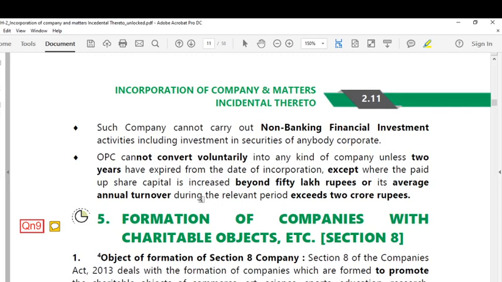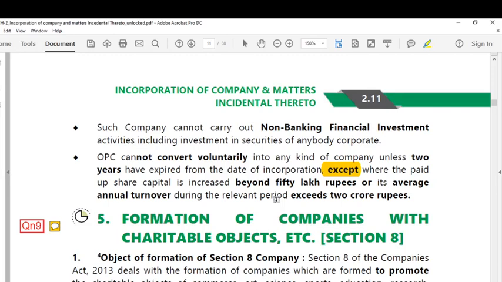And the last and the very, very powerful special provision, the 12th provision, is that OPC cannot convert voluntarily into any kind of company unless 2 years have expired from the date of its incorporation. See, the point says that if a one person company is incorporated, it cannot be converted into any other kind of company. Can it be a private company or a public company? It cannot be converted. But there is a time period of 2 years from the date of its incorporation. However, my dear students, for voluntary conversion into any other kind of company within a period of 2 years, there is an exception.